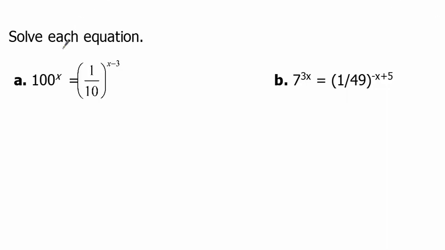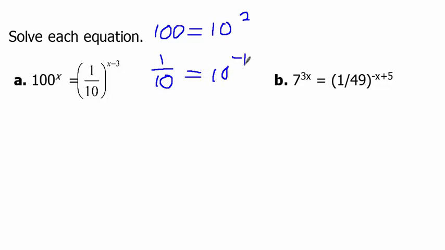The problems that are probably a little bit more difficult are the ones where both sides would need to be changed. So both of these are powers of 10. So 100 is the same as 10 squared, and 1 over 10 is the same as 10 to the negative 1 power. So both of those are what I'm going to change into here. So I have 10 squared taken to the power x, and 10 to the negative 1.